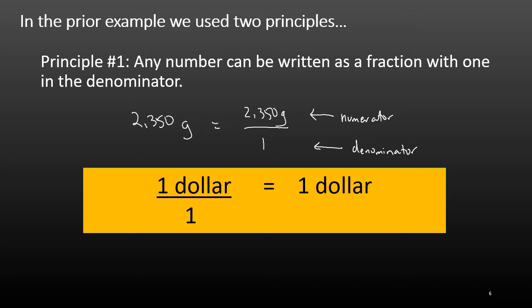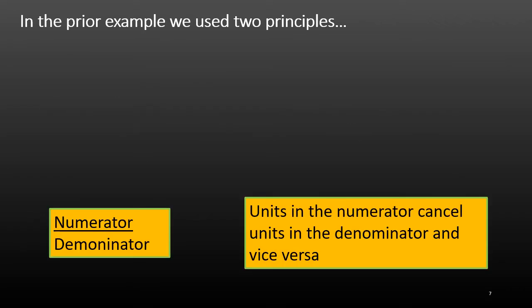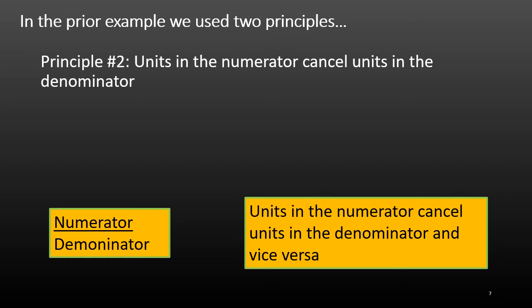But any number can be written as a fraction with 1 in the denominator. So $1 over 1 is just $1. $1 divided by $1, just $1. The other principle is units in the numerator cancel units in the denominator. And we already went through that. All right, so this is just reiterating what we said before.